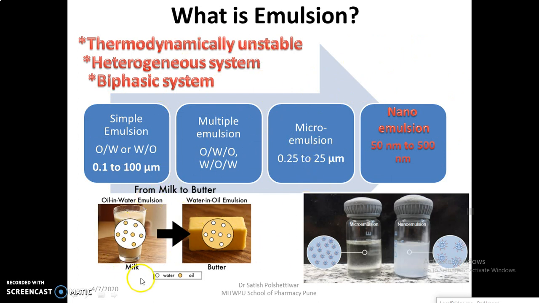The best example is milk. Milk is a natural example of an emulsion. Milk is an oil in water emulsion, while butter is a water in oil emulsion. This is the best example to remember what O/W and W/O type emulsions are.